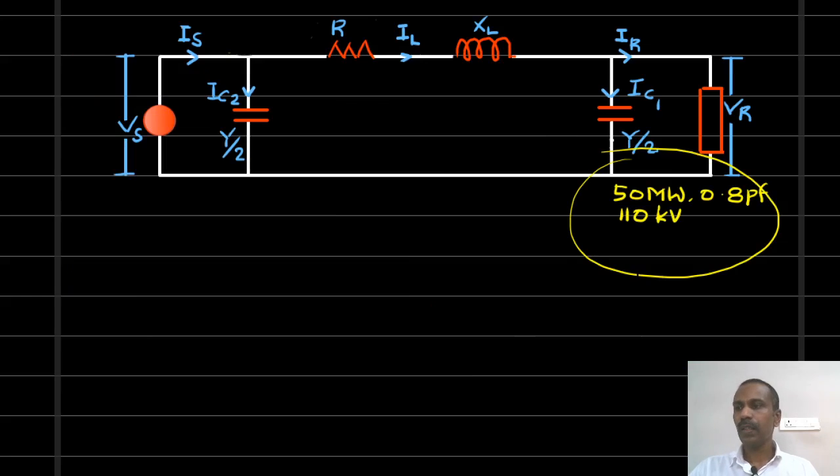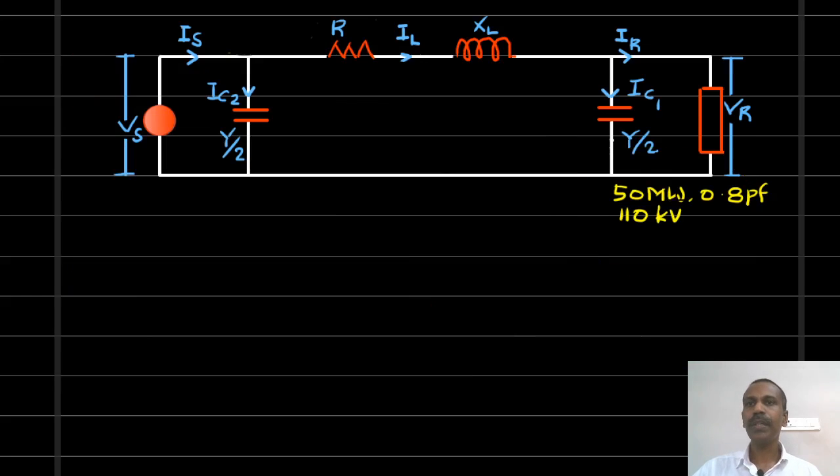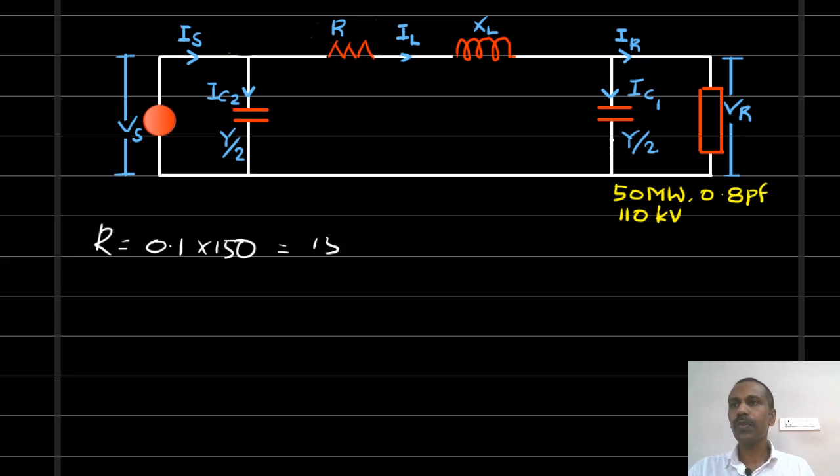These are the load parameters: 50 megawatt, power factor is 0.8 lagging, voltage is 110 kV. The resistance of the line is given as 0.1 ohm per phase per kilometer. The total length of the line is 150 km. So it is equal to 15 ohm. So R equals 15 ohm.